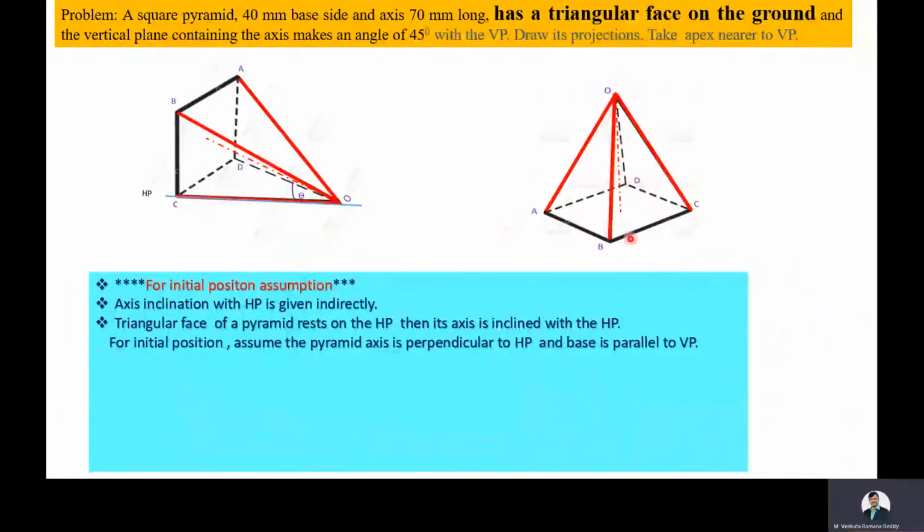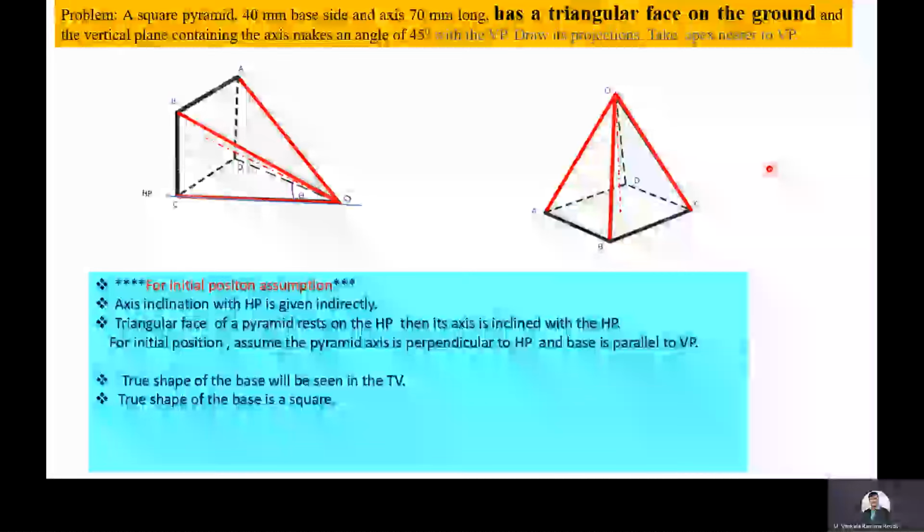If its base is parallel to the horizontal plane means in top view you will get true shape of the base of a square pyramid, that is square. While drawing the top view of a base of a square pyramid, that is square, keep square pyramid's base side say CD perpendicular to the XY line, preferably right side.